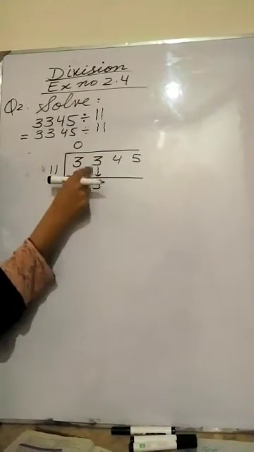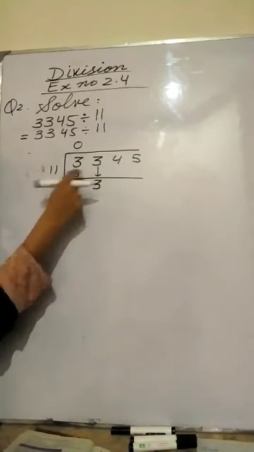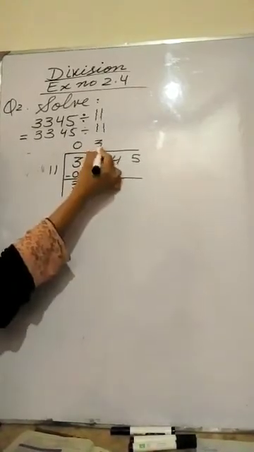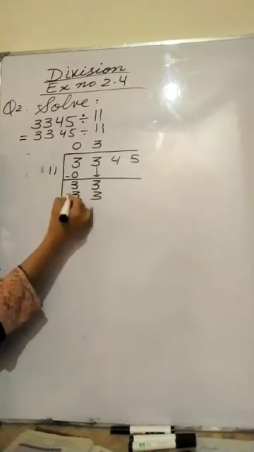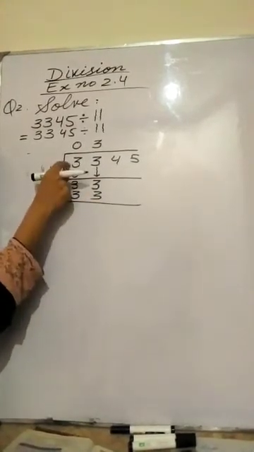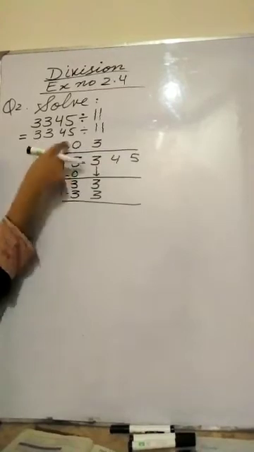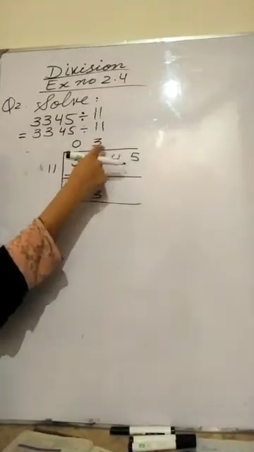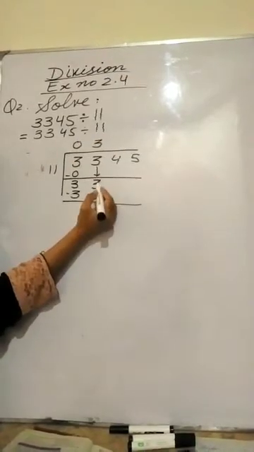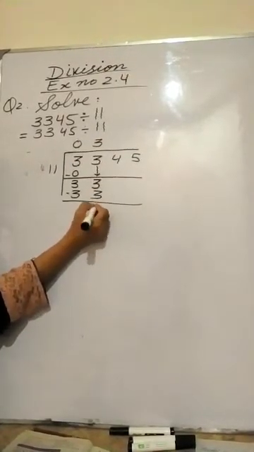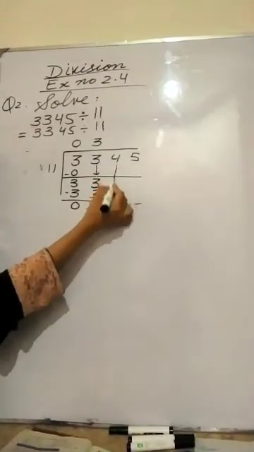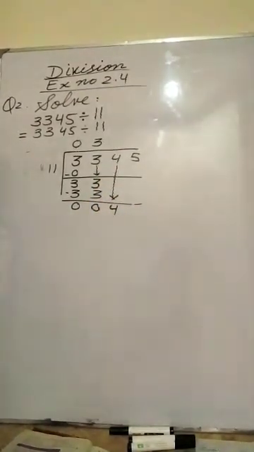3. Arrow with pencil and scale. Now it is 33. 11, 3 times 33. I am using this number, so write the answer on the upper side of this number. Then I am using this number, so write the answer above this number. Now 3 minus 3, 0. Write down the next number, 4.